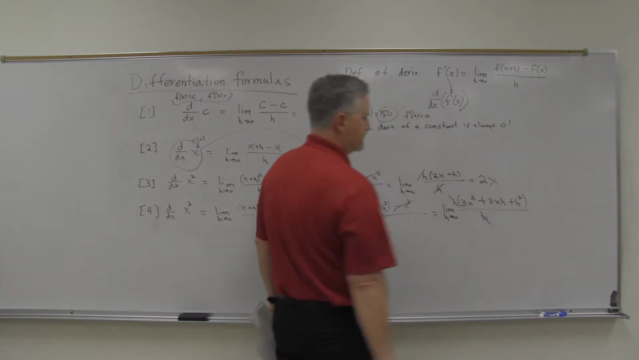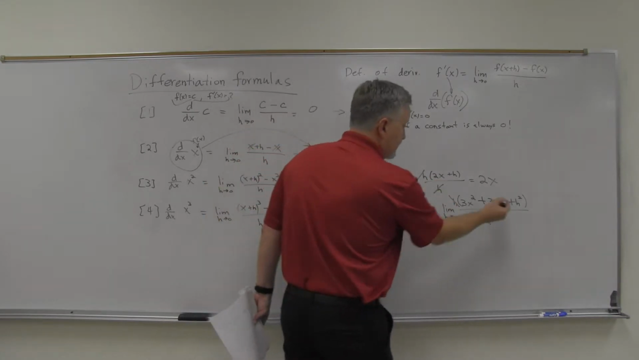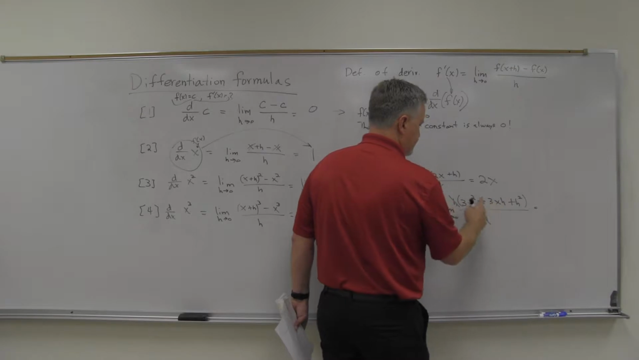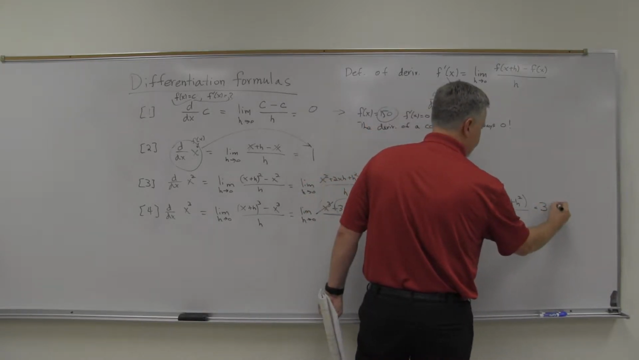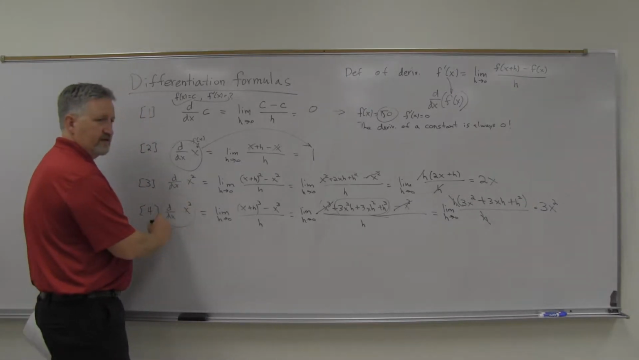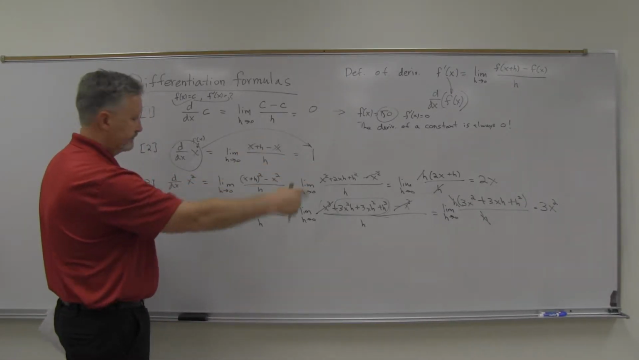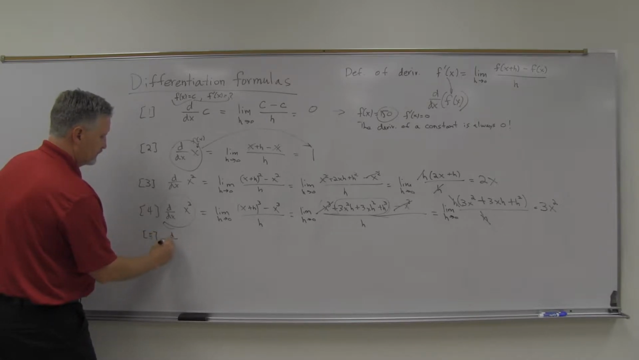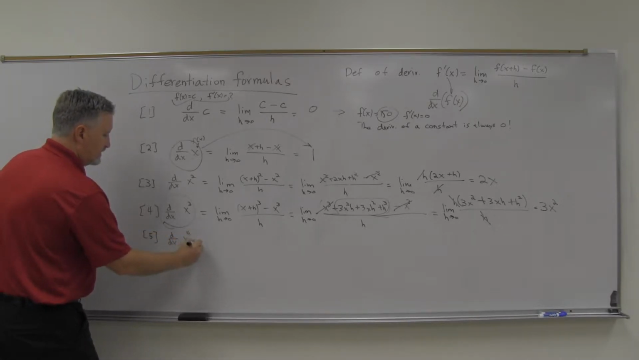Then the h's cancel. Now I can let h be 0. Well, that will make that 0 and that 0, so all that's left is 3x squared, isn't it? So it turns out the derivative of x cubed is 3x squared. All right, one more. Then we'll look at the pattern. d/dx of x to the 4th.